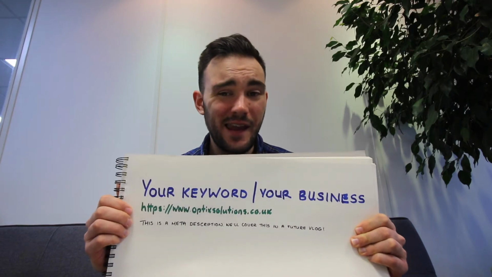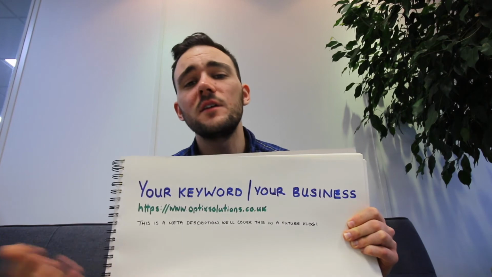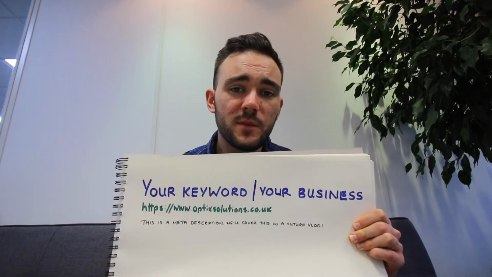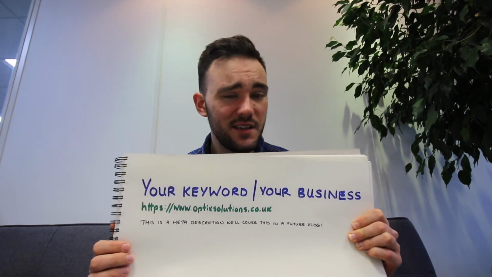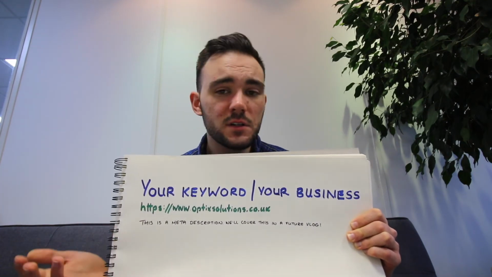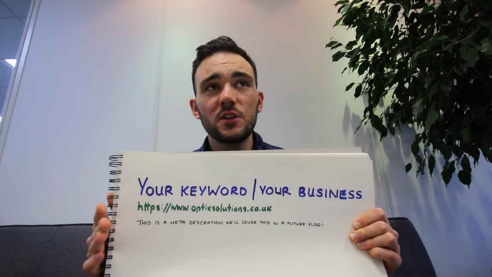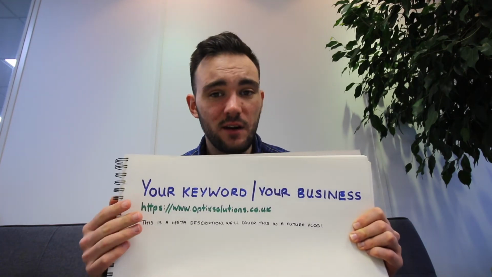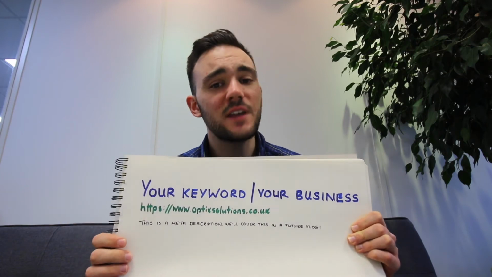Number 3, length. Now often what people do is they'll write massive long titles, and they might have copied a piece of description from their web page and just thought, oh, I'll whack it in here, it doesn't matter. Actually it does. There are restrictions on these, which means that you shouldn't write any more than about 70 characters in terms of length.